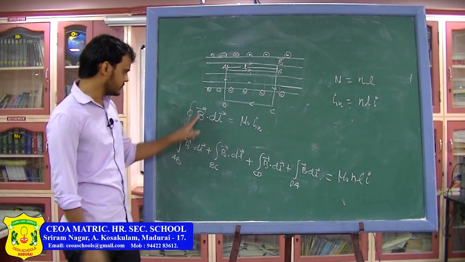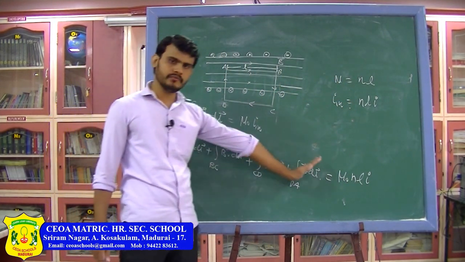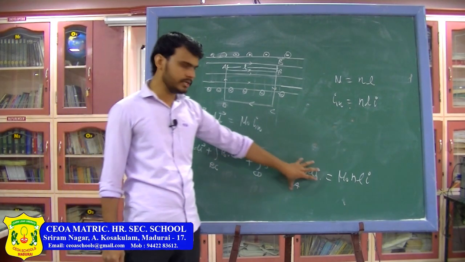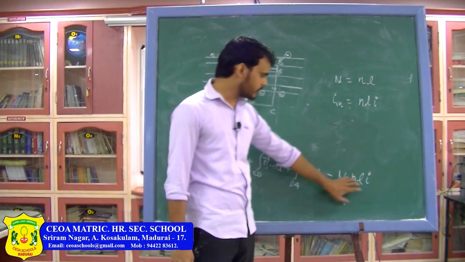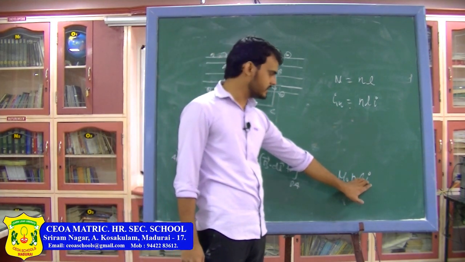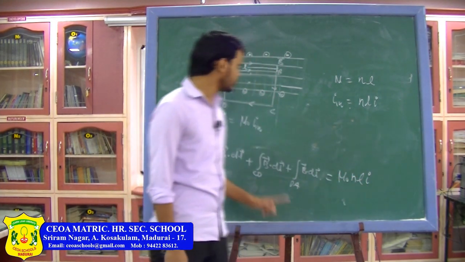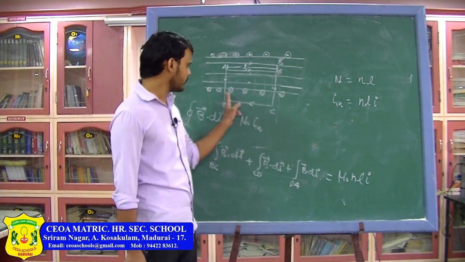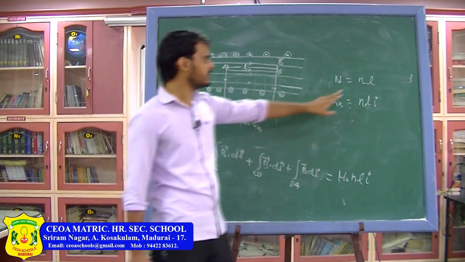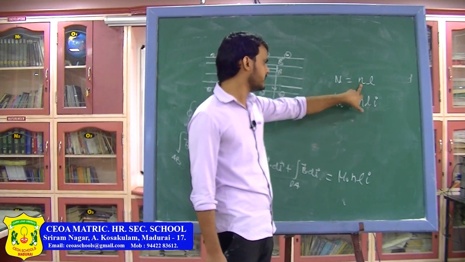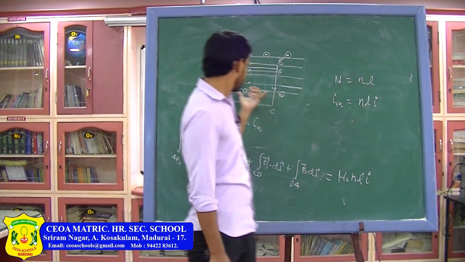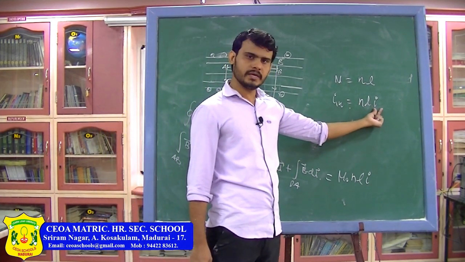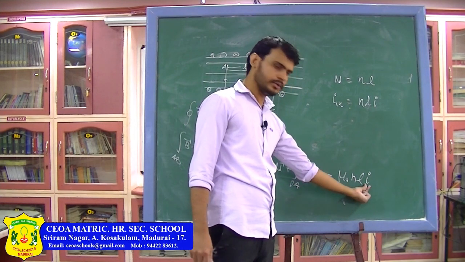Again, this integration can be broken into 4 parts: integration over A to B, from B to C, C to D and D to A, which will be equal to mu naught into I in. I in is the total current inside the loop. So the total current inside this loop will be found by counting all the wires inside the loop, which can be written as number density into the length of the loop. Here this is the small l. So the total current will be N l into I.